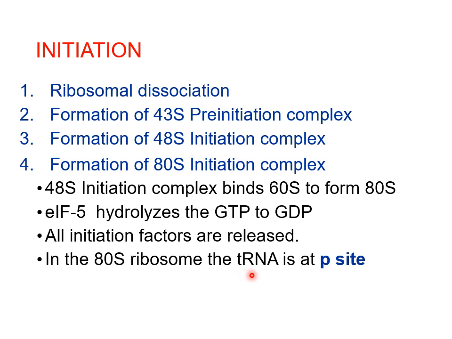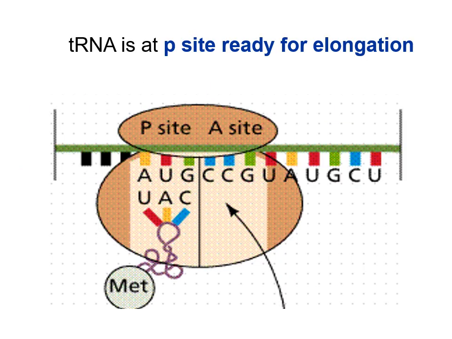Recall in the previous session, I had told that the ribosome has 3 imaginary sites, that is the A site, P site and E site. So in the initiation process, the aminoacyl tRNA, that is the methionine tRNA, is at the P site. This is a diagram showing only the P site and A site. The adjacent E site will be on the left side of the P site, as we will see during the elongation process. You can see that at the end of the initiation process, the P site is occupied by the methionine tRNA.